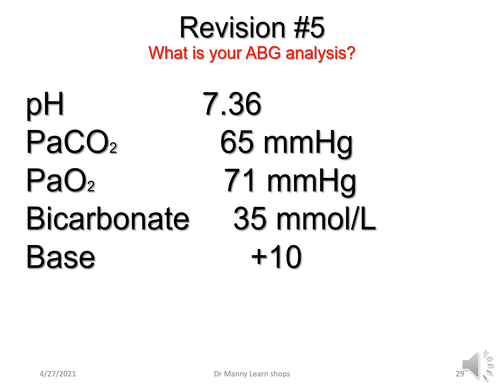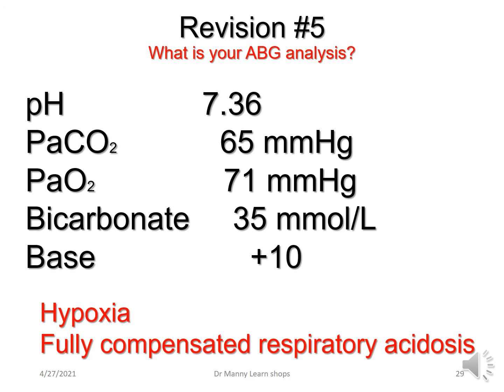So this is the difficulty. Unless you know the history or the physical assessment, it's difficult to interpret what the problem could be. However, what you've got then is hypoxia with a fully compensated respiratory acidosis, or you could have hypoxia with a fully compensated metabolic alkalosis. But let's just pretend this patient's got respiratory problems, chronic lung disease, chronic obstructive pulmonary disease, and as a consequence of that, you've got full compensation.